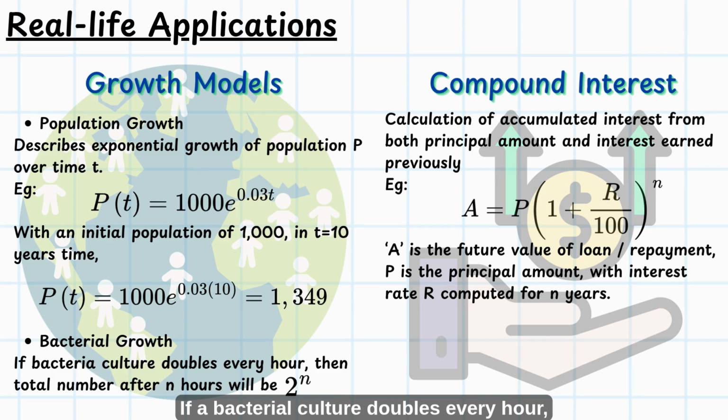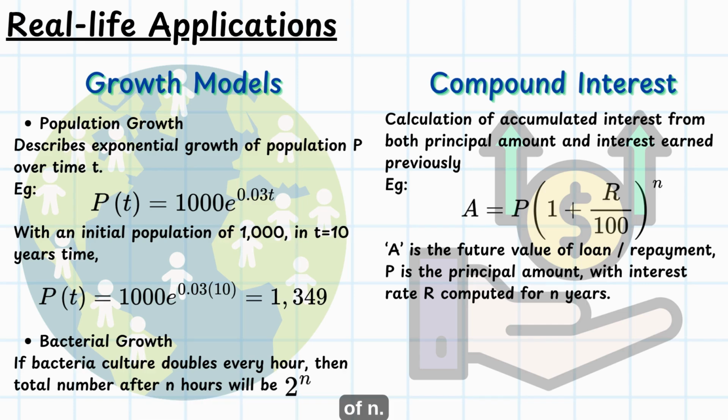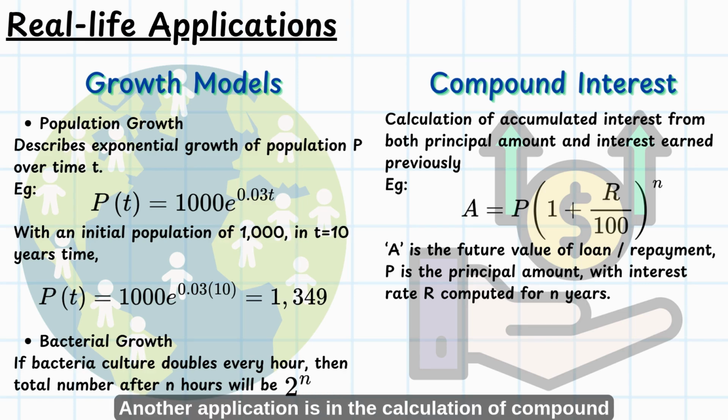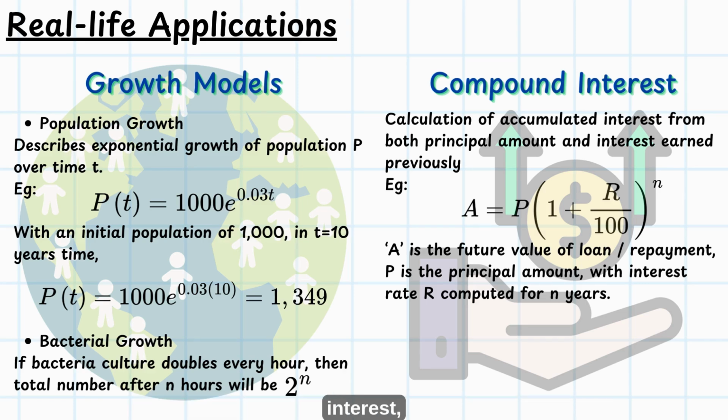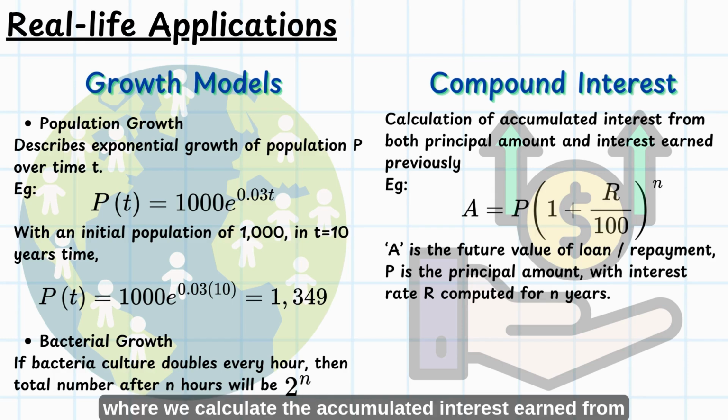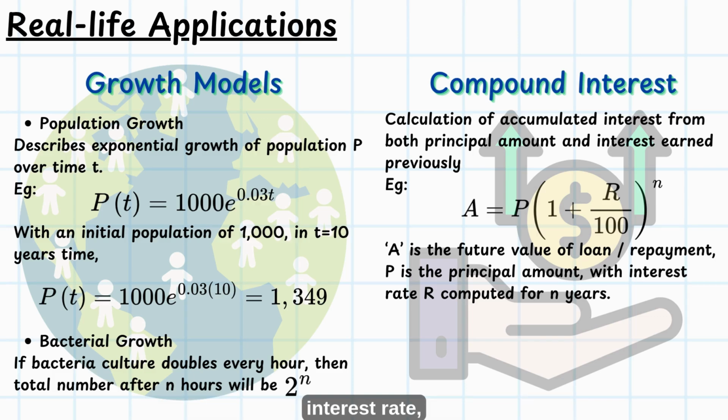In bacterial growth, if a bacterial culture doubles every hour, then the total number of bacteria after n hours can be estimated by 2 raised to the power of n. Another application is in the calculation of compound interest, where we calculate the accumulated interest earned from both the principal amount and previously earned interest. The formula accounts for the principal amount, interest rate, and time, usually in years.